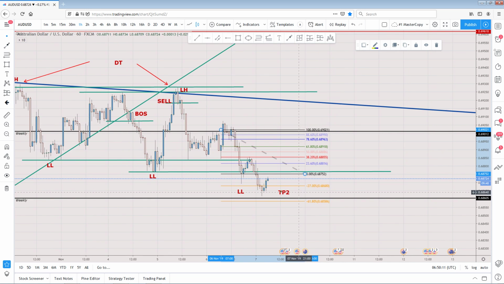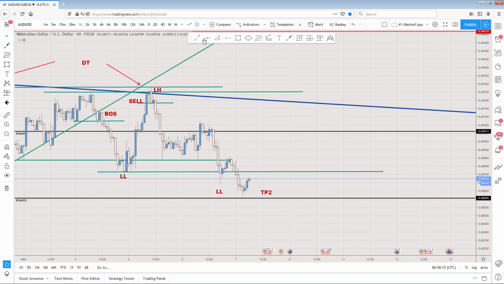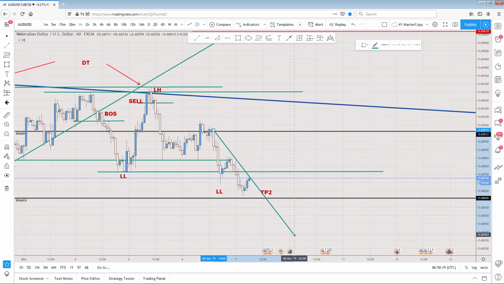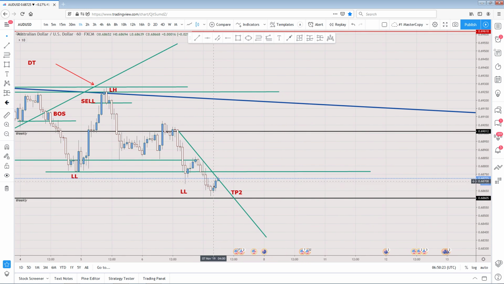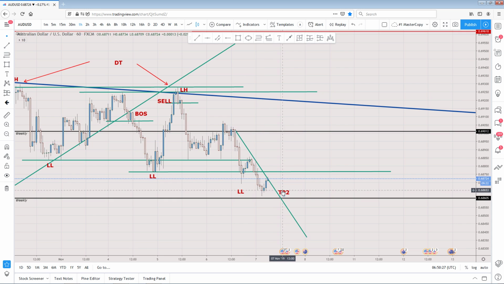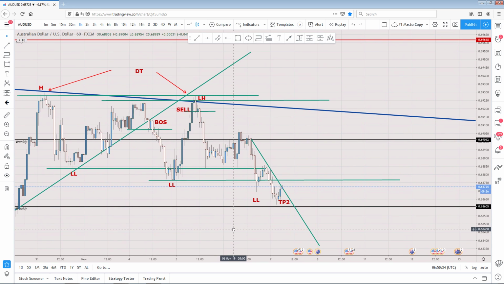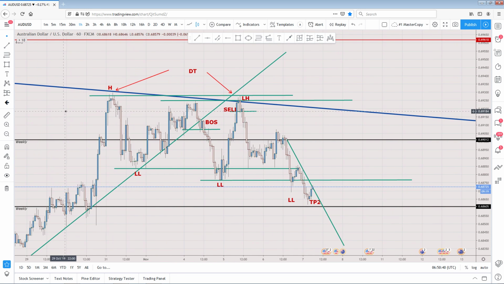But anyways, we hit take profit 2. You can also draw a trend line here maybe. It may be about to break this trend line, but if we don't want to be greedy, we could have just taken profit at take profit 2. That's basically how you trade a rejection zone or a trend line rejection.